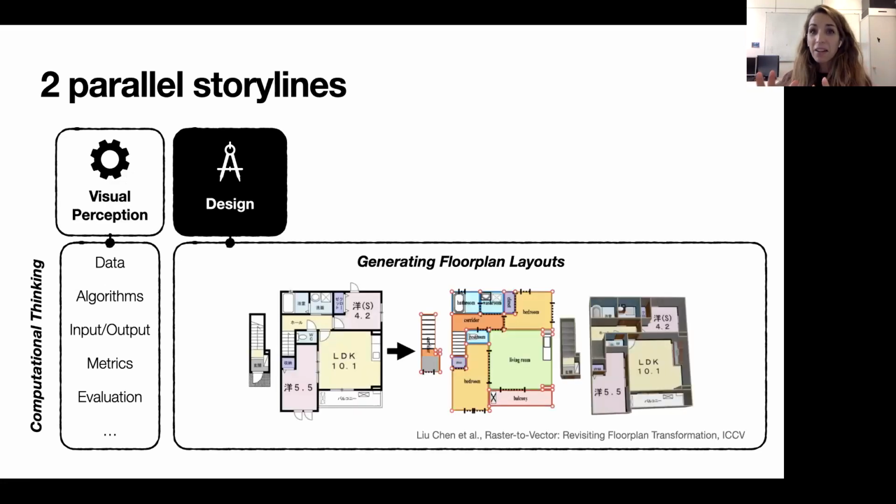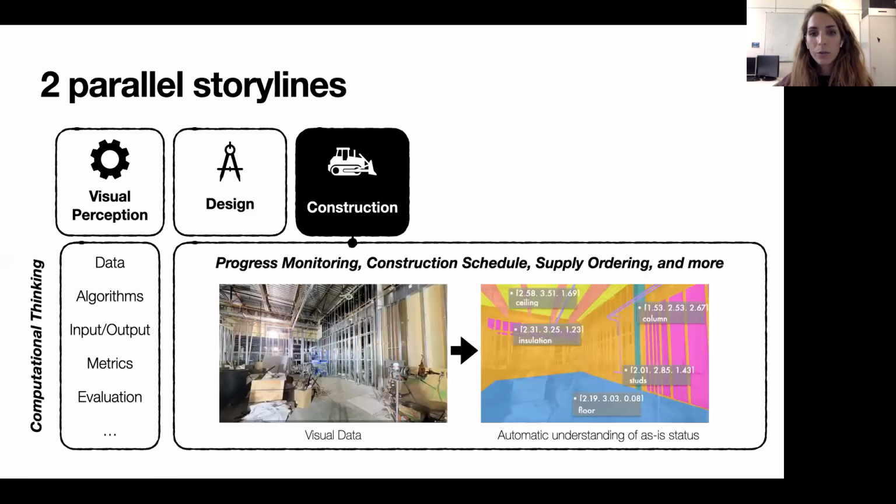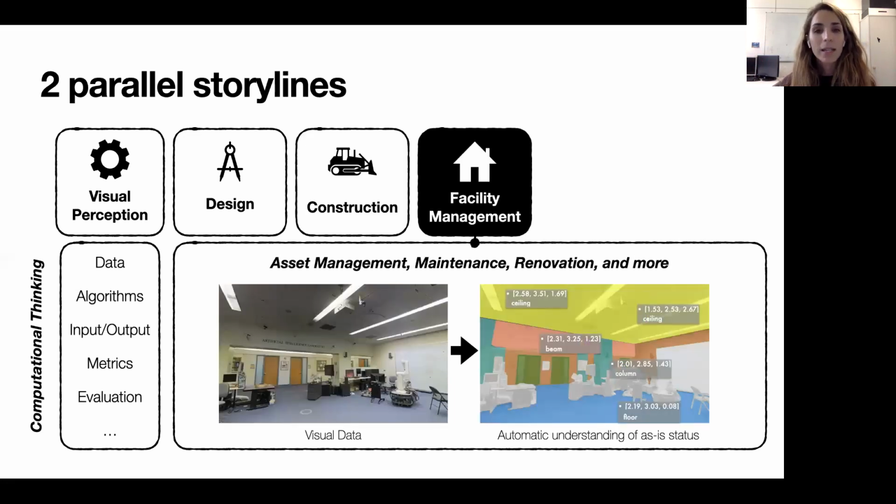And this is going to happen in parallel with another storyline where we're going to look into ACFM applications and see how we can use this visual machine perception in some of the processes. For example, in terms of design and architecture, we can look into generative algorithms and how we can generate floor plan layouts. Another possibility in construction is to understand the as-is status of our construction, to do progress monitoring, construction scheduling, supply ordering, and we can see how we can leverage this information for all these processes, as well as in terms of facility management, how we can do asset management, maintenance, renovation, and more.